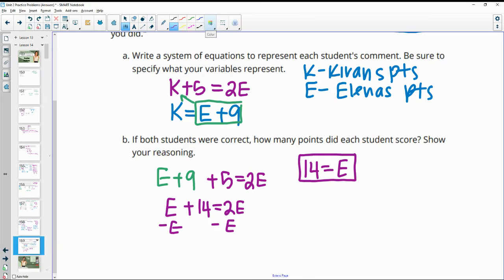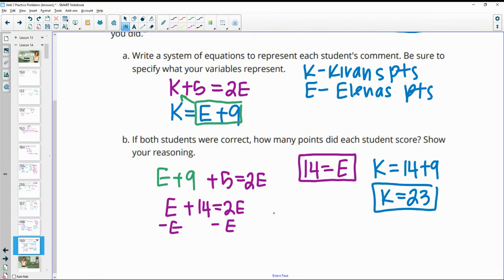So then we'll plug that in to this bottom equation. Kieran's equals Elena's, which is 14 plus 9, so Kieran's equals 23. And so Elena scored 14 points and Kieran scored 23. And then you could plug it in and check. If we take Kieran's score plus 5, so Kieran's score is 23, plus 5 is 28. Is that double Elena's? That's true. And is Kieran's 9 points higher than Elena's? Well, 14 plus 9 is 23, so that's true.